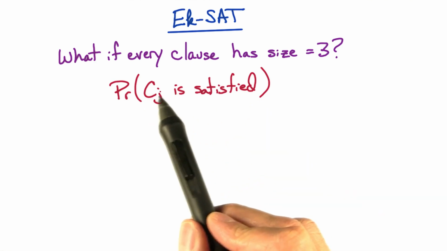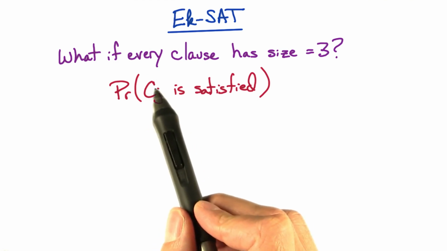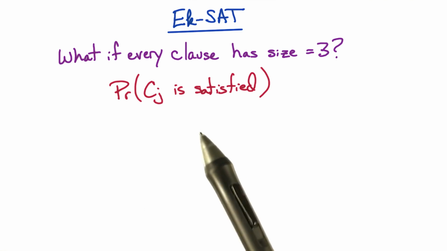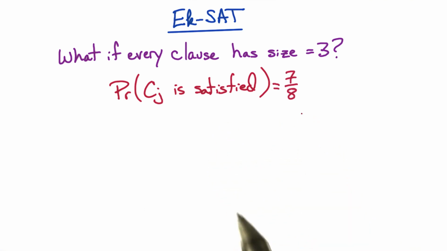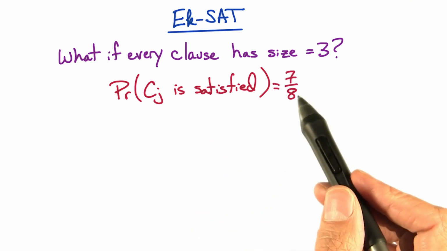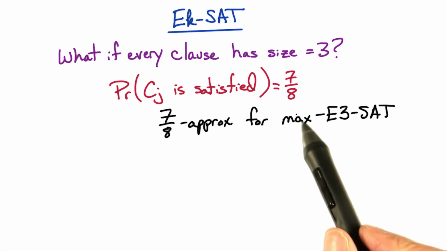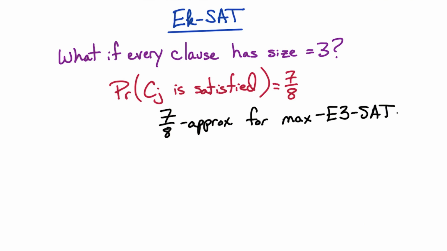Well, there's one setting of the 3 literals which appear in this clause so that this clause is not satisfied. The probability of that assignment is 1/8. Therefore, the probability that it is satisfied is exactly 7/8. And therefore, for the special case of max exact 3-sat, we achieve a 7/8 approximation algorithm.